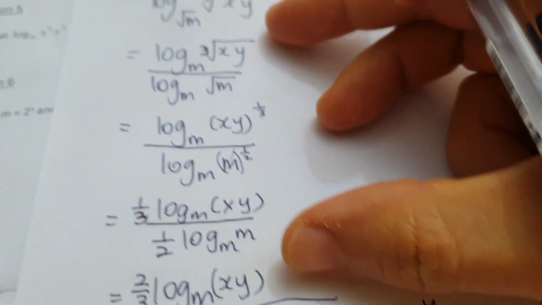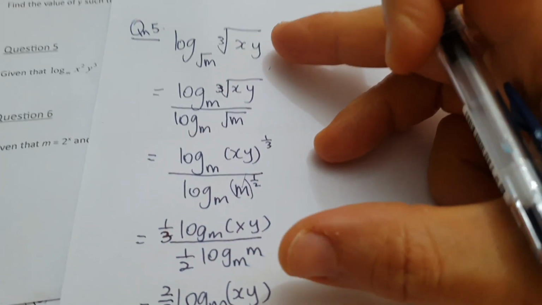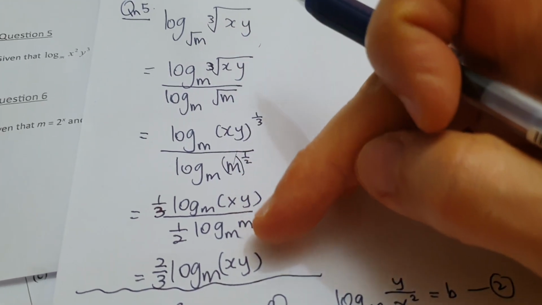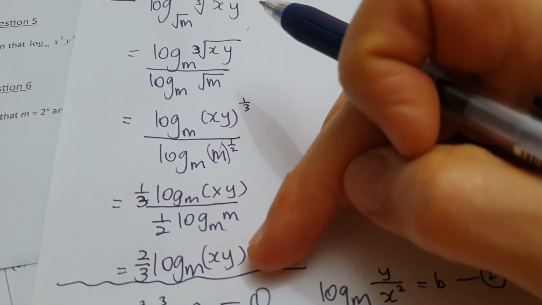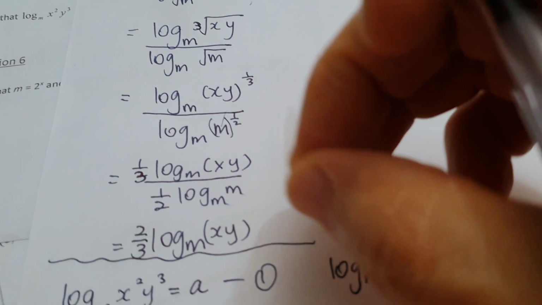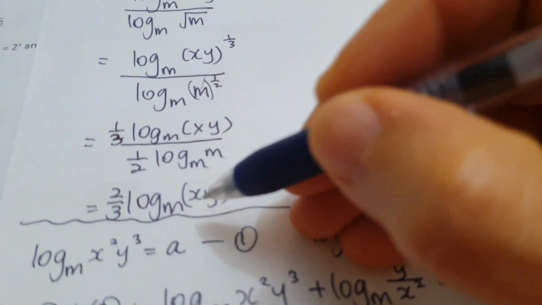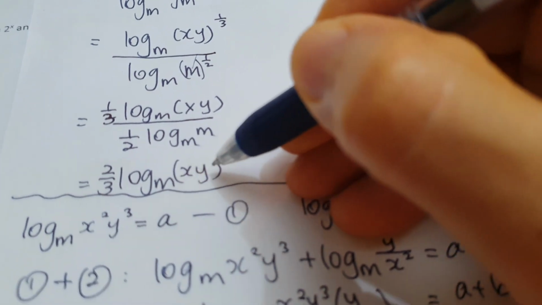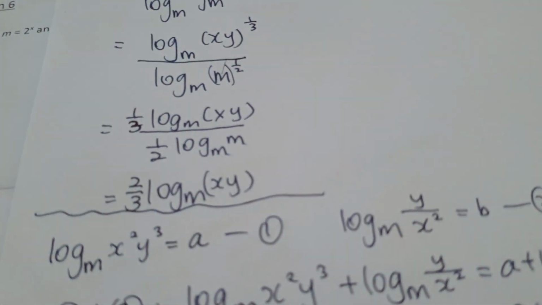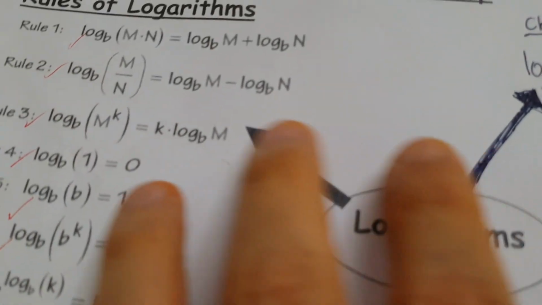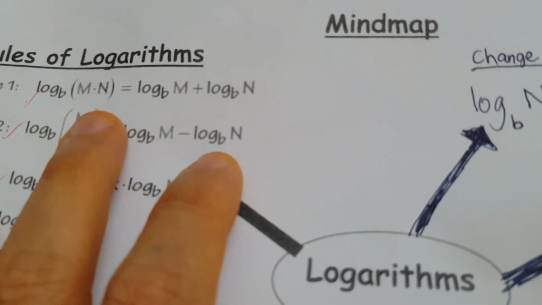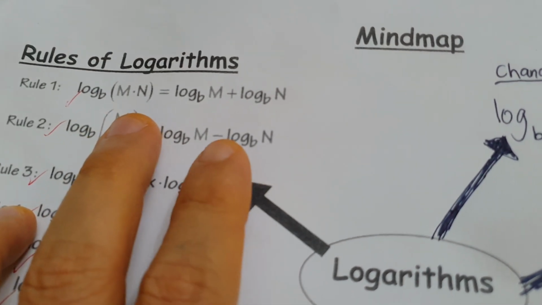So you see, from a very complicated looking thing, which is this, I transform it into something simpler, which I can later split. I can split this into 2/3 times log mx plus log y. I can apply this because they are being multiplied together. You refer to your formula sheet.